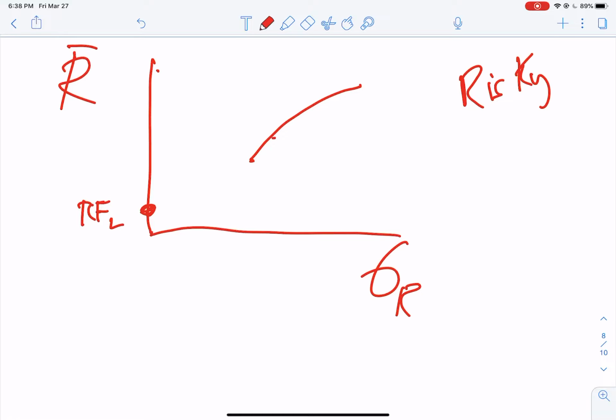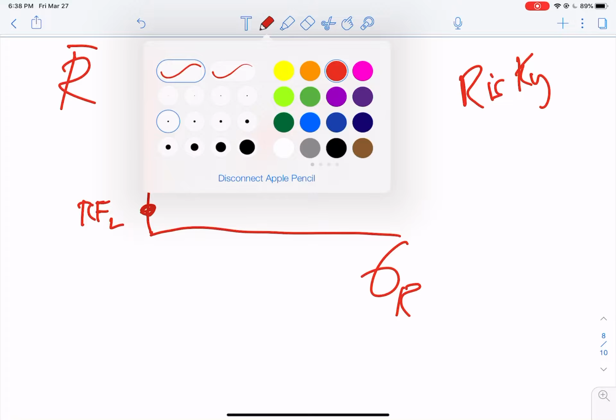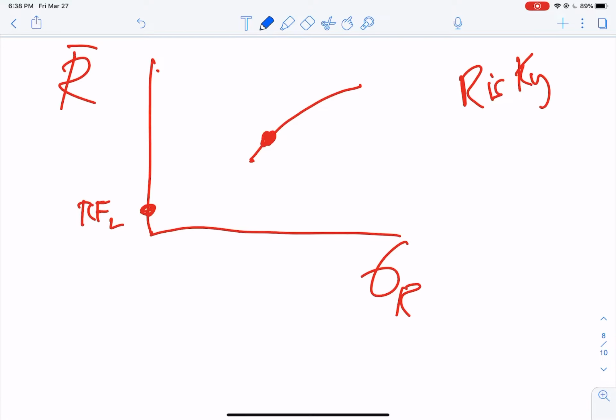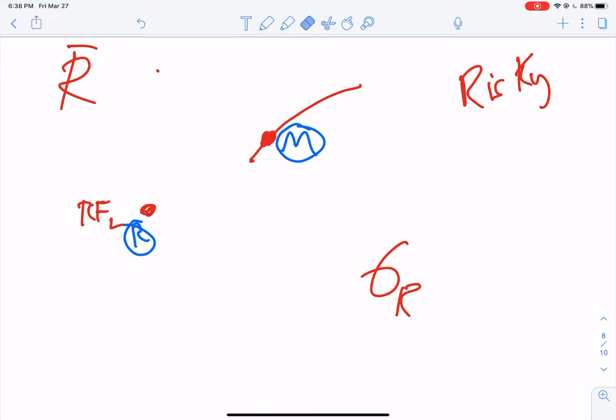So let's just say there's a risky portfolio there, because this is a risky portfolio. I'll call it M. And this is the risk-free asset. I'll call it R. So if I'm at this point right here, I've got 100% of my wealth there in the risk-free asset, treasury securities. If I am there, I've got 100% of my wealth in that risky portfolio, whatever that risky portfolio might be. Okay.